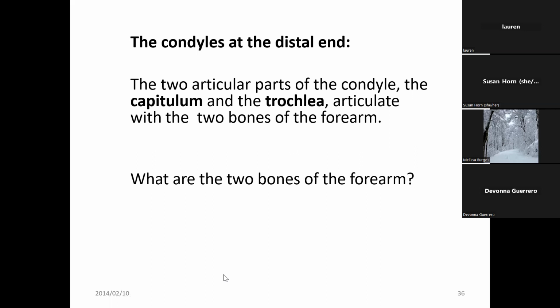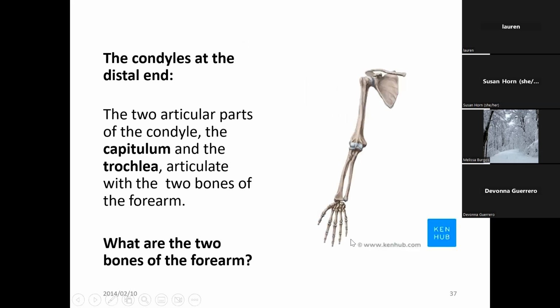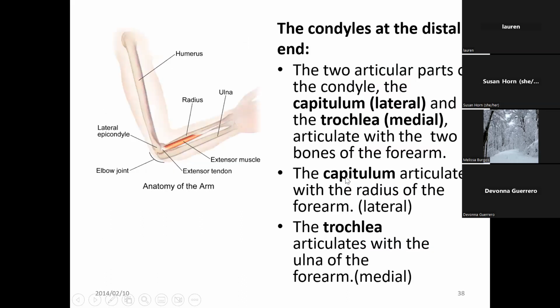Thank you. Yes, the radius and the ulna. Let's take a look. Here we go. So here are the condyles at the distal end of the humerus and the two bones of the forearm, the radius and the ulna.